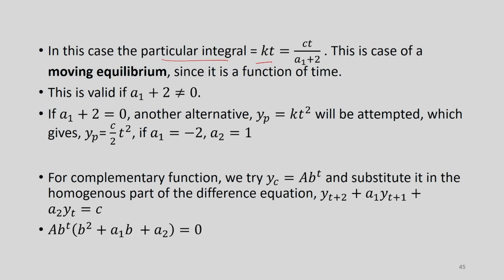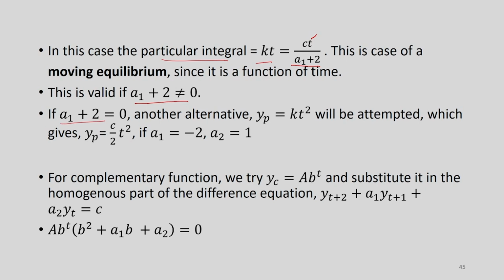And this is called a moving equilibrium because it is a function of time, t is there. But this again is valid only if the denominator is not 0, that is, a1 plus 2 is not equal to 0. So, I have to cover the case where a1 plus 2 is equal to 0. This is the third case.